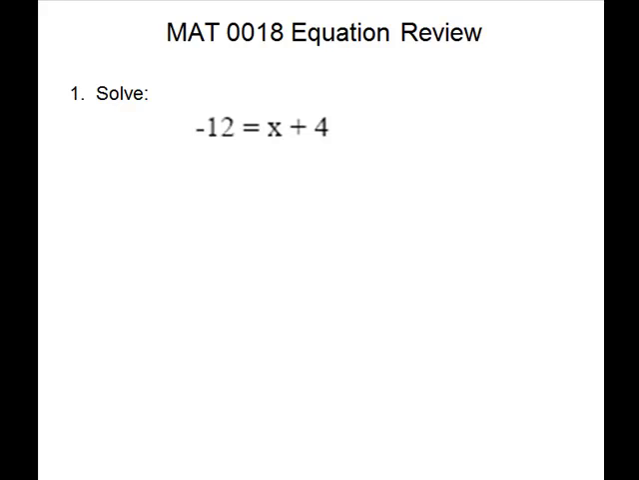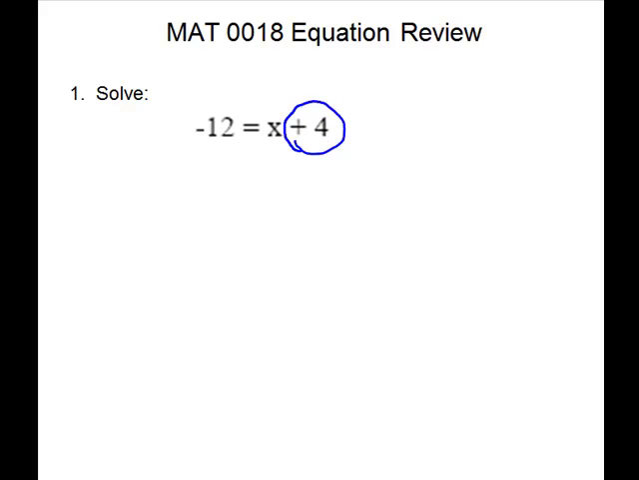Equation review. We're going to solve some equations. Remember, to solve, you want to isolate the variable. So we want to go on the side with our variable. So we're going to be on the side with the x, which means we want to get rid of the 4. We have to do something to make the 4 cancel. If it's added, we should subtract.